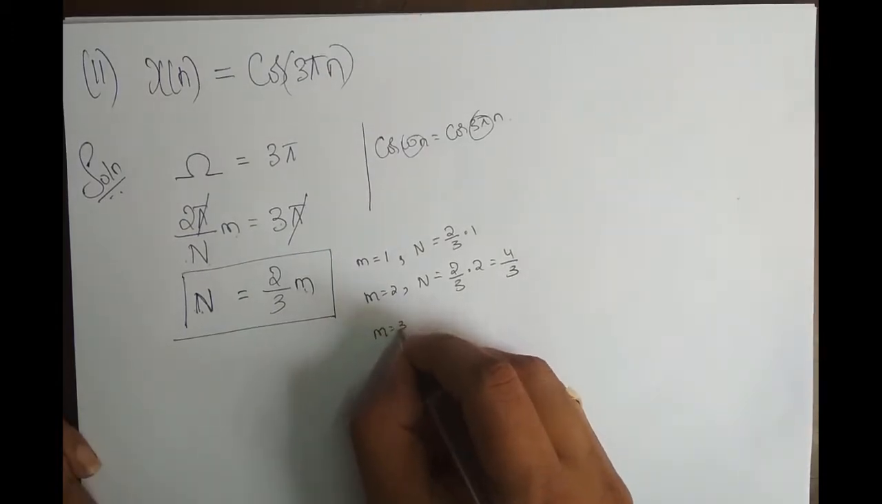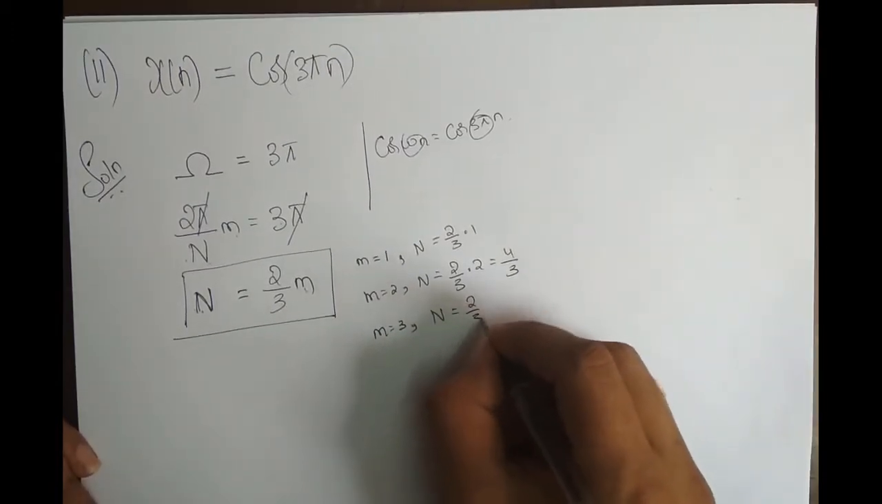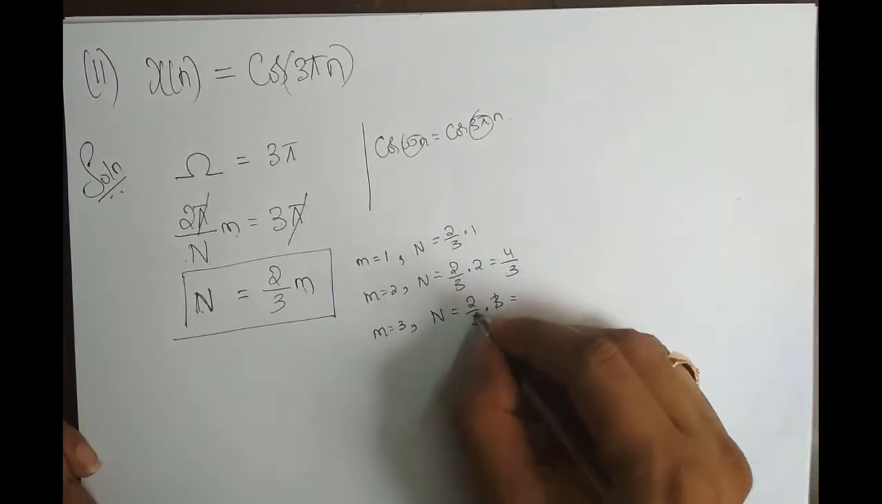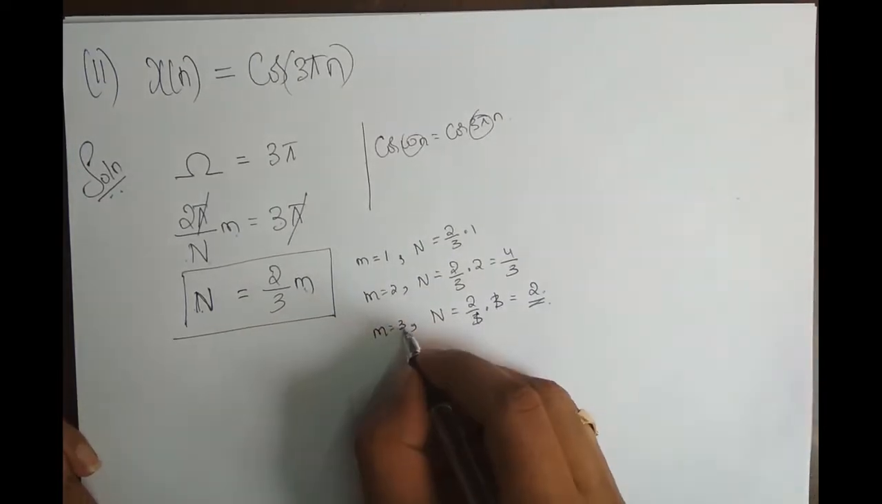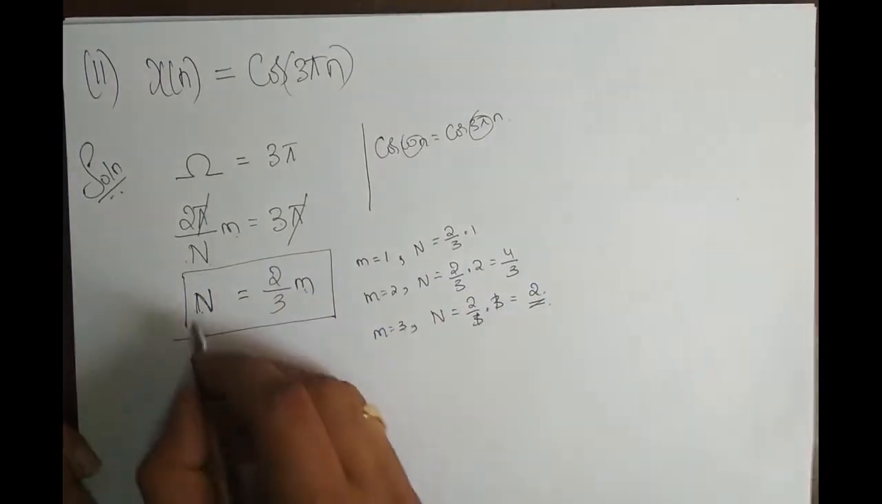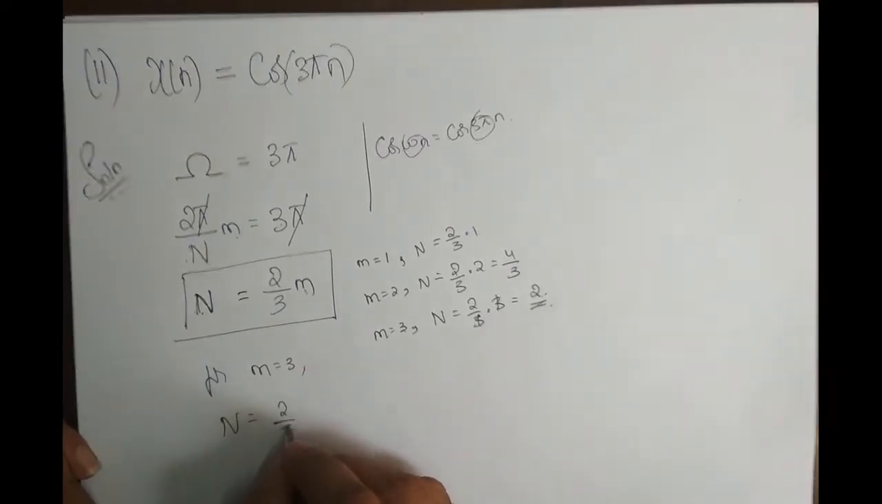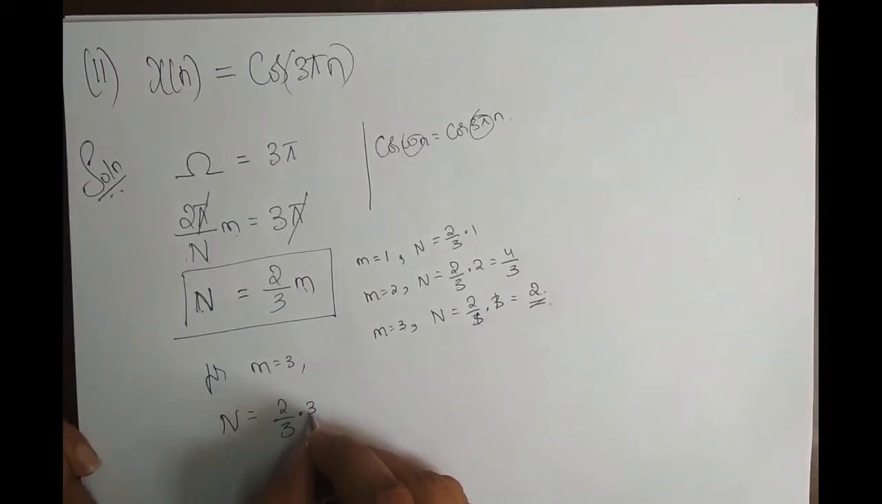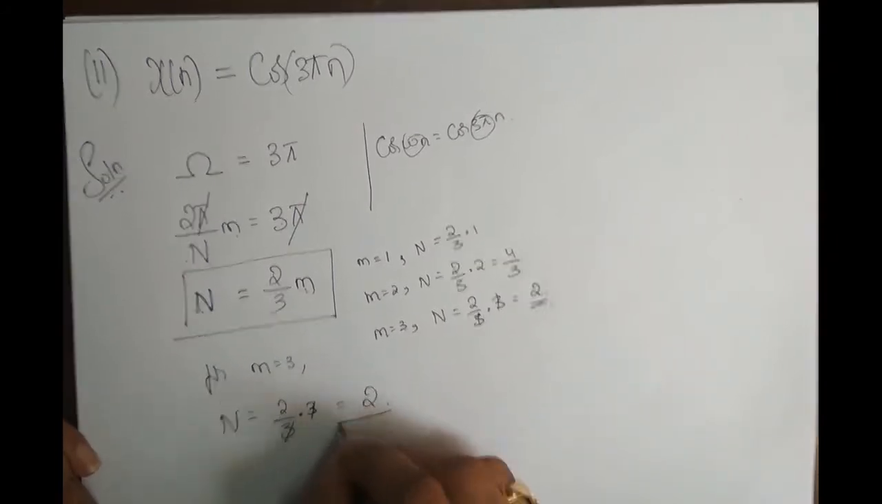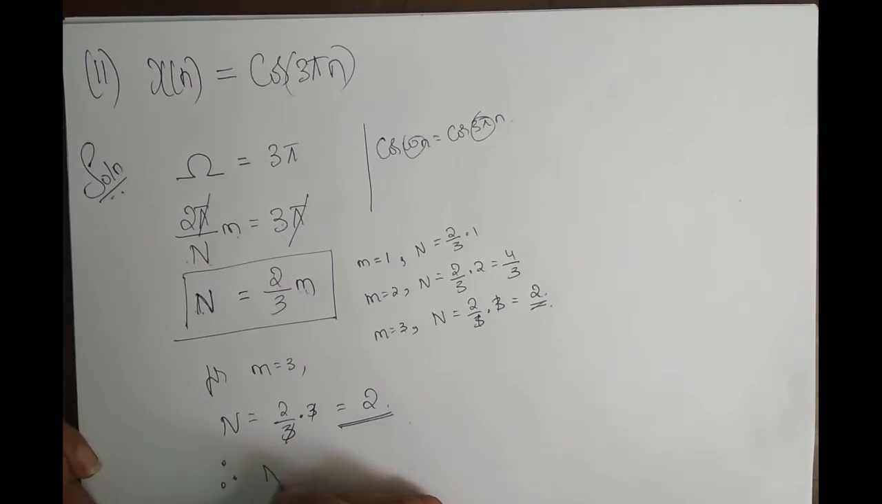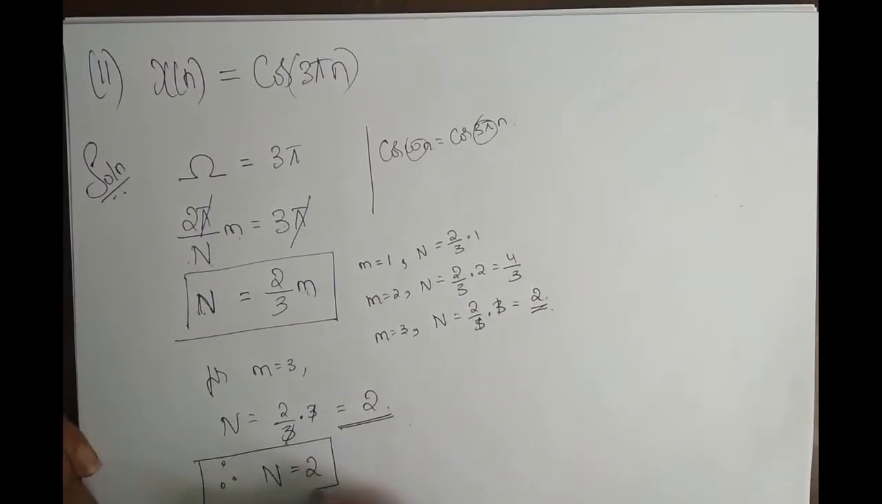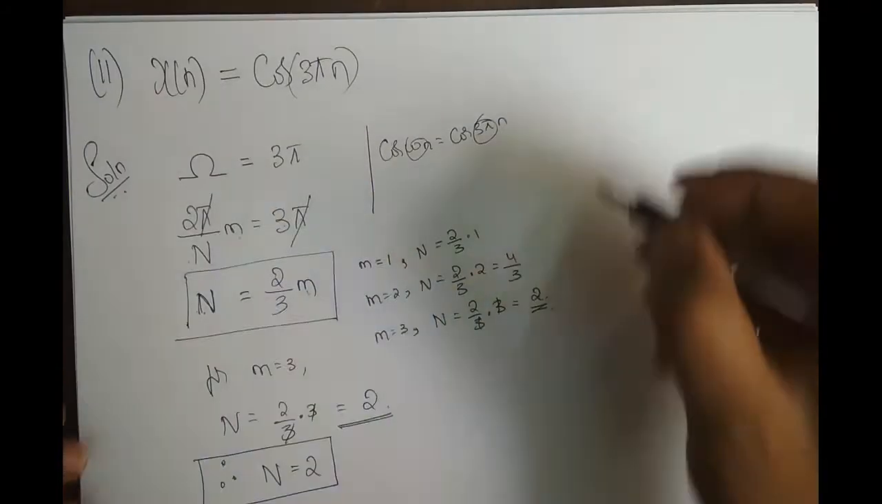So for m equal to 3, capital N is 2 pi by 3 into 3. The 3 cancels out, and I get capital N equal to 2. Therefore, the fundamental period for this signal is capital N equal to 2. In the sense, after every 2 samples, the signal will repeat. Fine. I hope I convinced you.